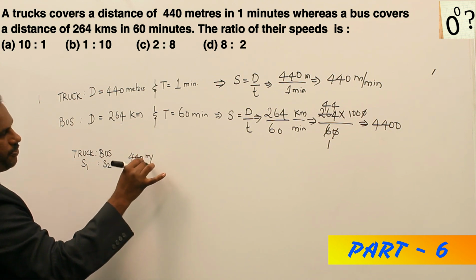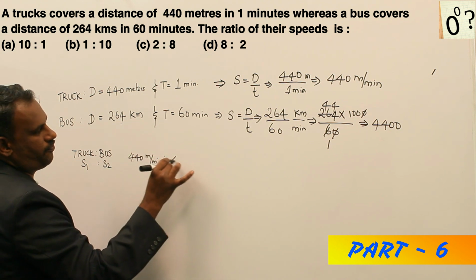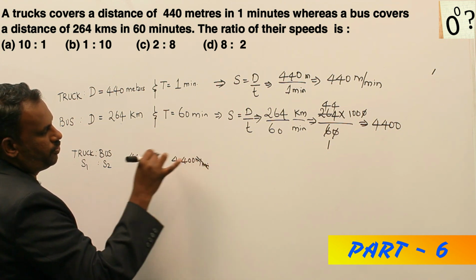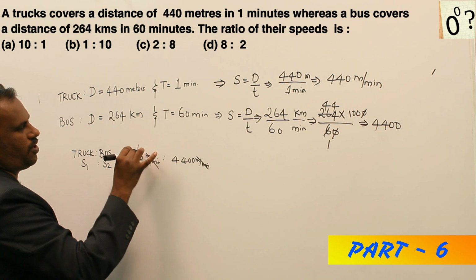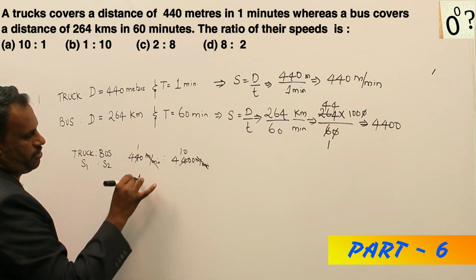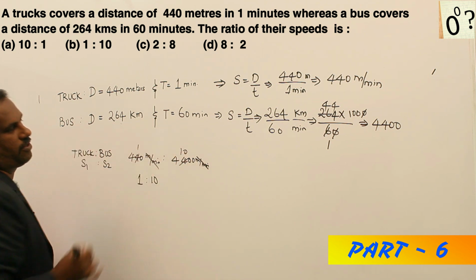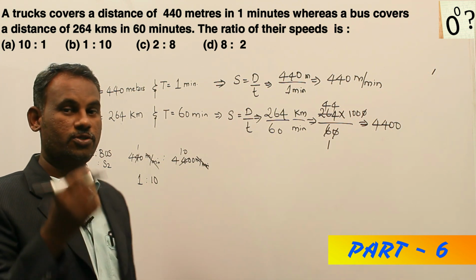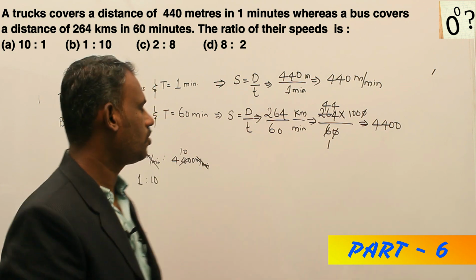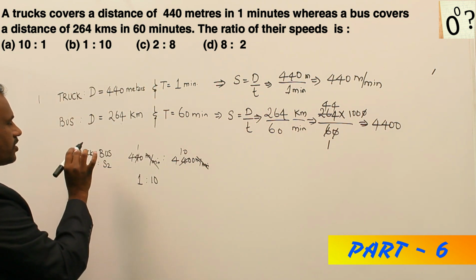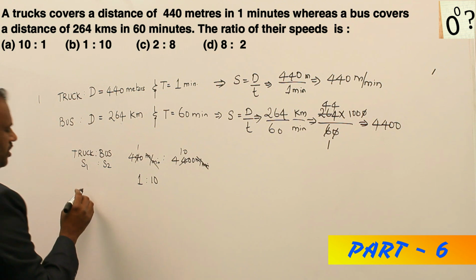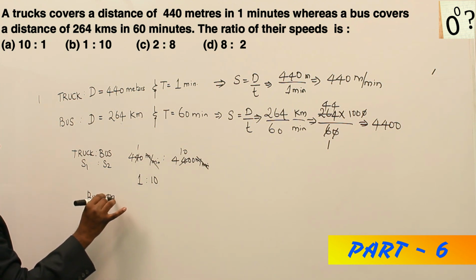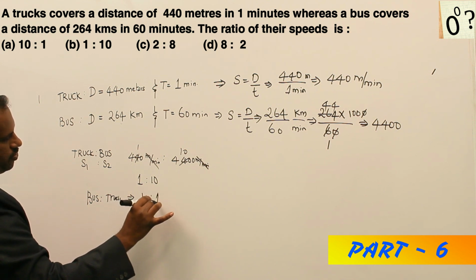440 meters per minute is to 4400 meters per minute. The ratio units are also the same. So this is 1, this is 10. So the answer is 1:10. Suppose in the answer column there is also another option, 10:1. Don't get confused: this is truck to bus. Suppose the question is asked as bus to truck, then the answer should be 10:1.